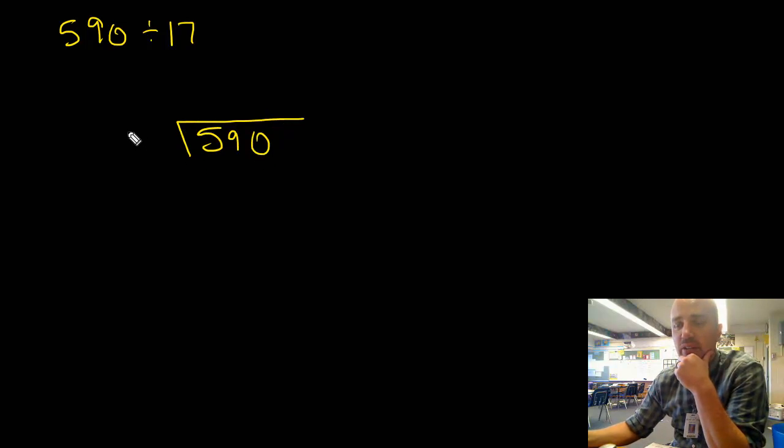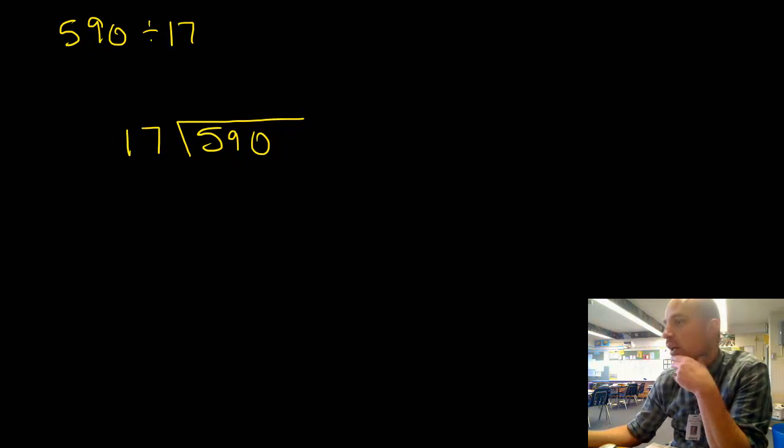And we're going to start. I have 3 problems for you, and we'll talk about them as we go. Okay. So the first one we're going to do is 590, and we're going to divide that by 17. And if I go ahead and put that into my standard algorithm, I have 590 divided by 17.